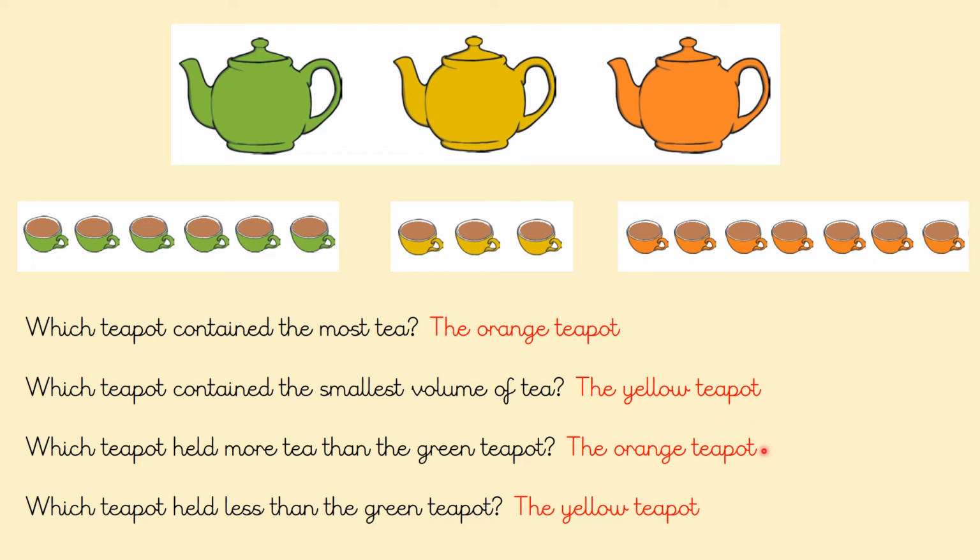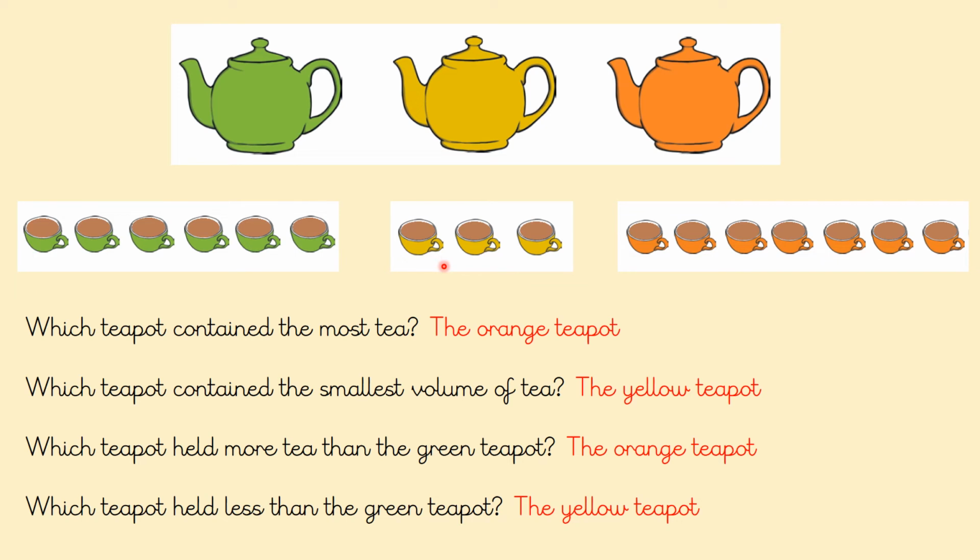For this third question, which teapot held more tea than the green teapot? Well, let's see. The green teapot, let's remind ourselves, 1, 2, 3, 4, 5, 6. 6 cups of tea. So if we want to find out which teapot held more than that, we're looking for a teapot that gave us more than 6 cups.